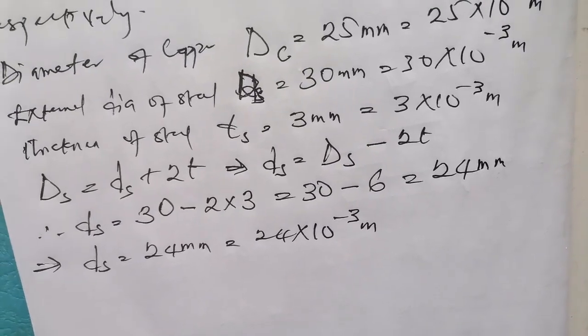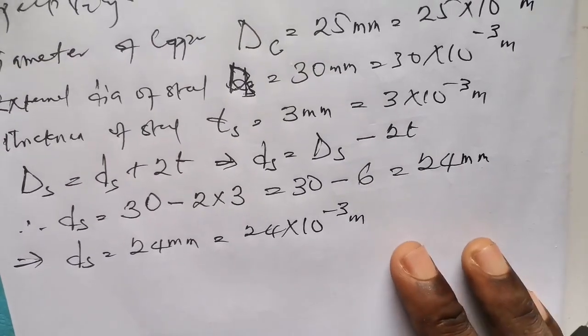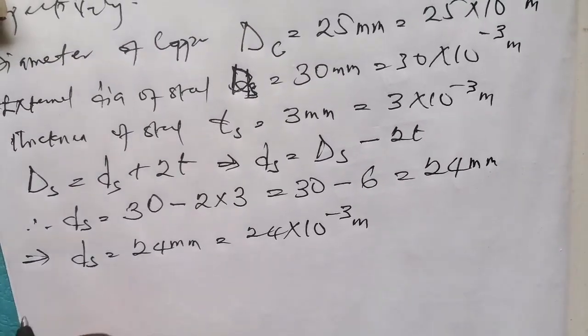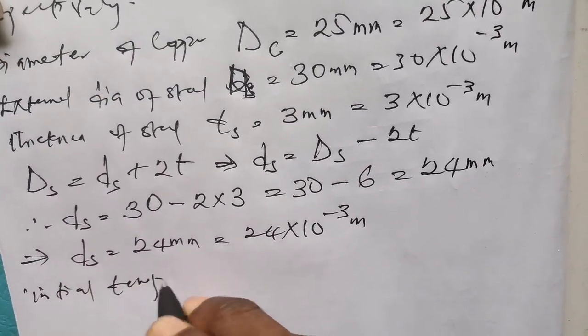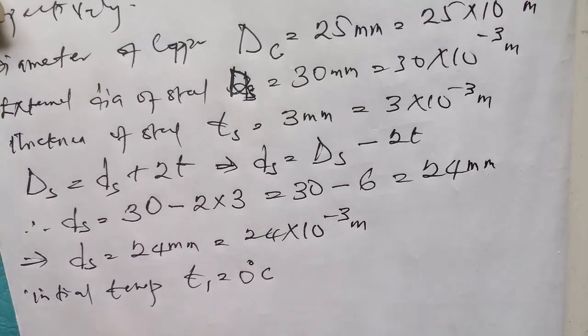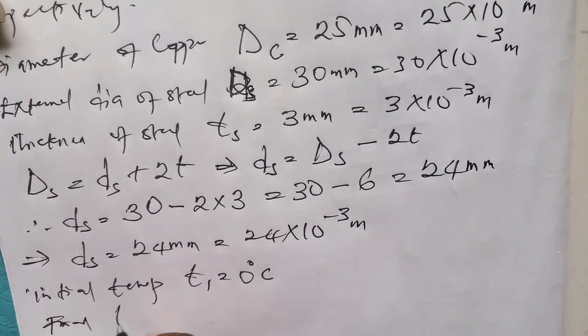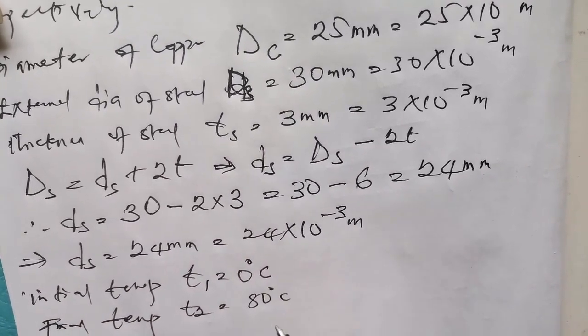Alright, having found the internal diameter of steel, let's continue picking out our parameters. We are given the initial temperature of 0 degrees Celsius. So T1 was given as 0 degrees Celsius. Final temperature T2 was given as 80 degrees Celsius.